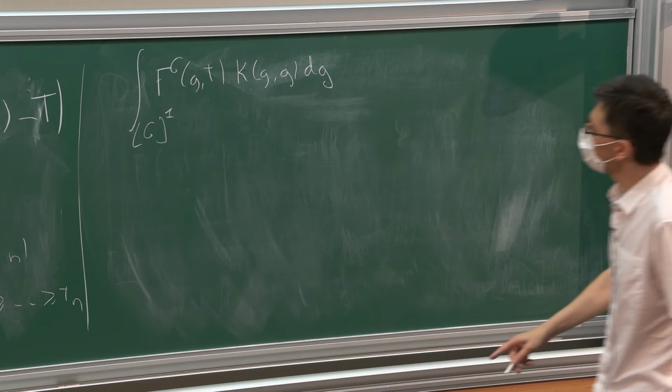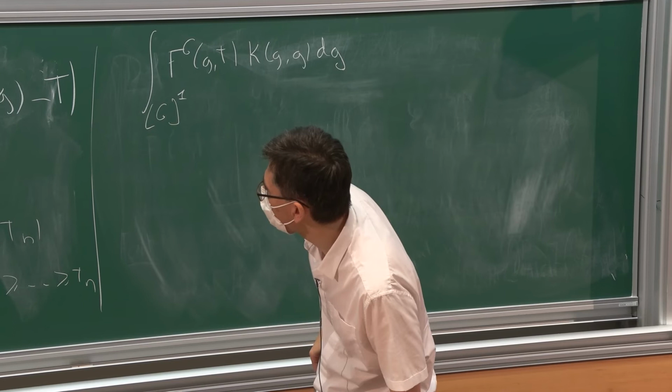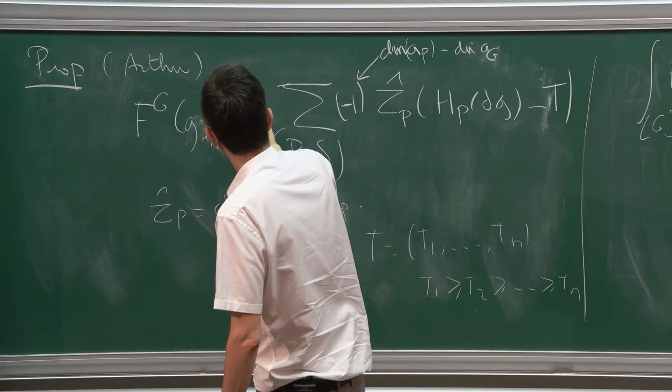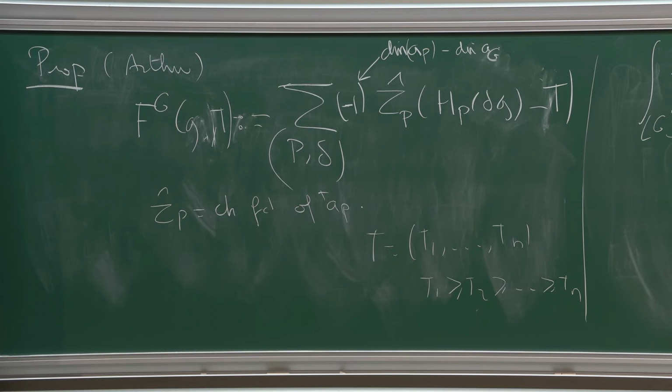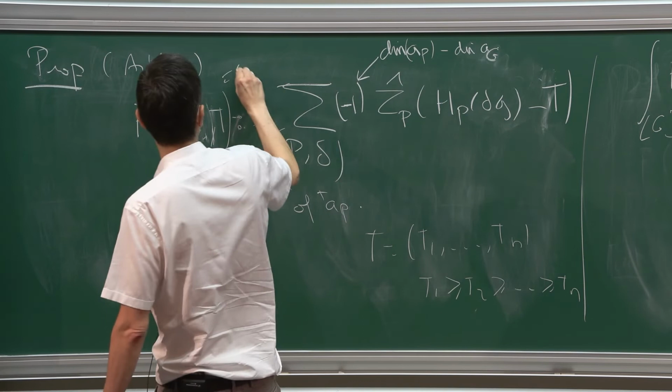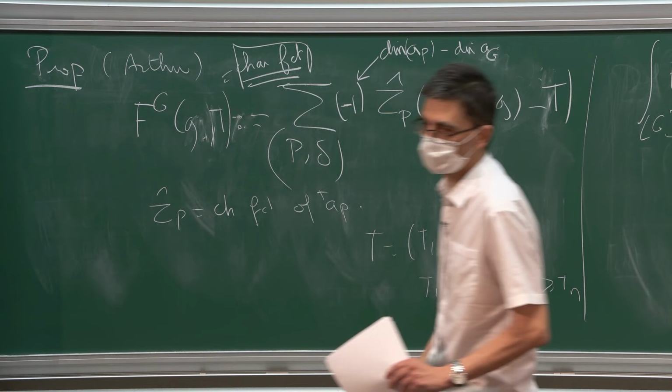Pierre-Henri, can I ask a question? Can you write down the definition of f_{G,t}? Is it the characteristic function of what? Without t, it was a proposition. With t, okay, so it's proposition, definition. Okay, thank you. Yeah, for us, it's a definition. It is a characteristic function. For us, it will be a definition.